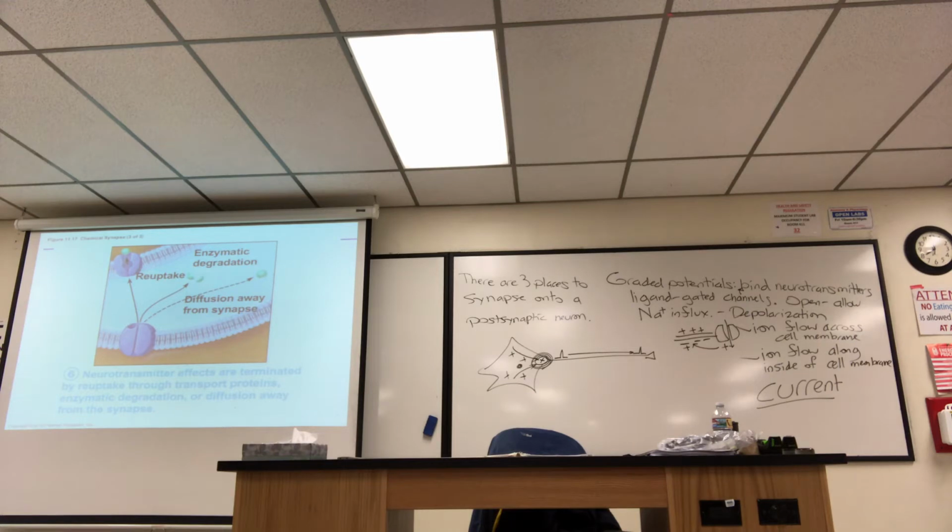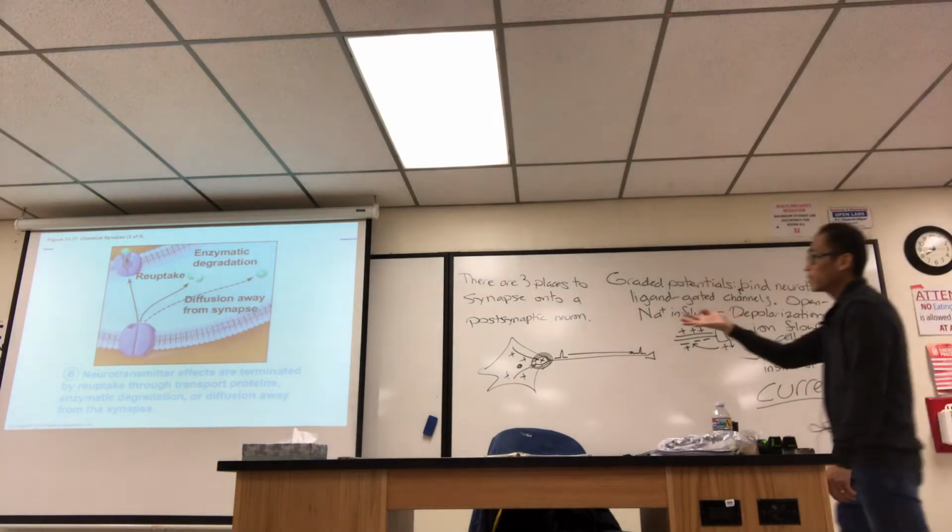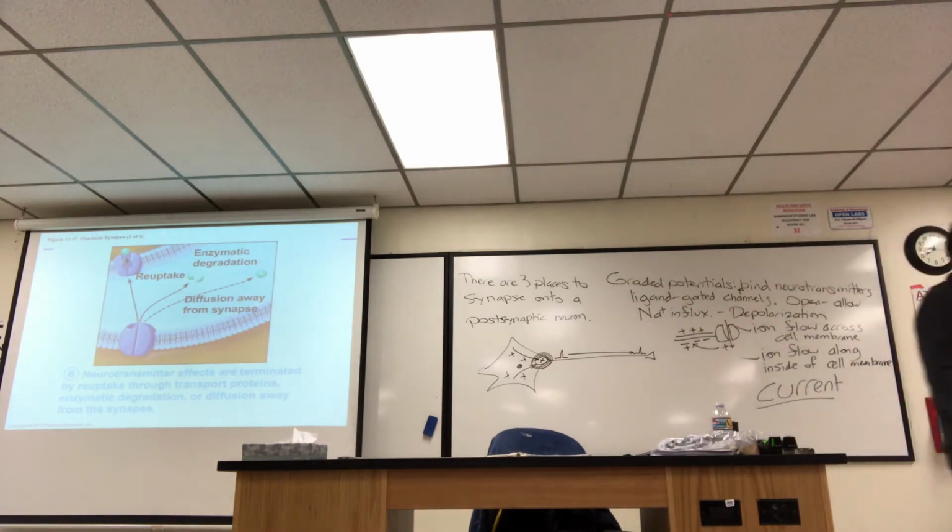Now here's a picture of what happens to stop the graded potential. You already know it. You degrade the neurotransmitter with something like acetylcholinesterase. That's something you already know, and I don't want to spend time talking about that. This is what I want to talk about.